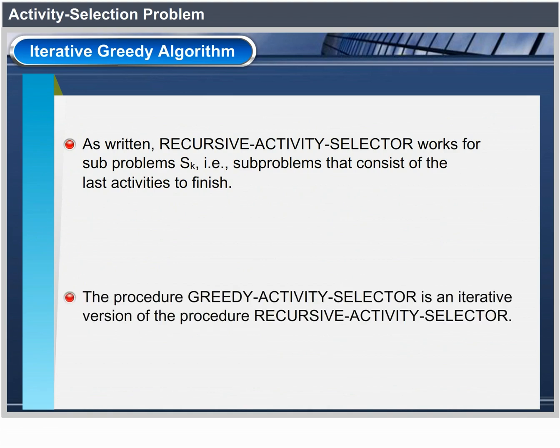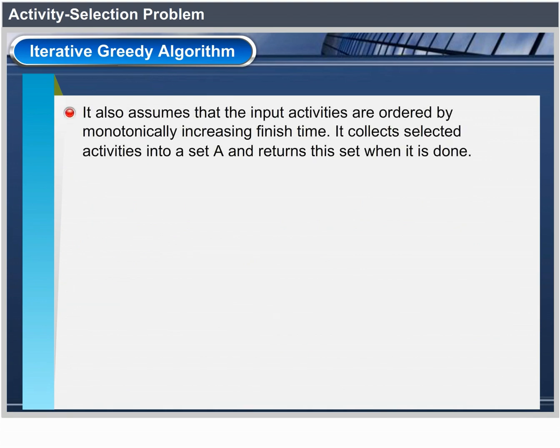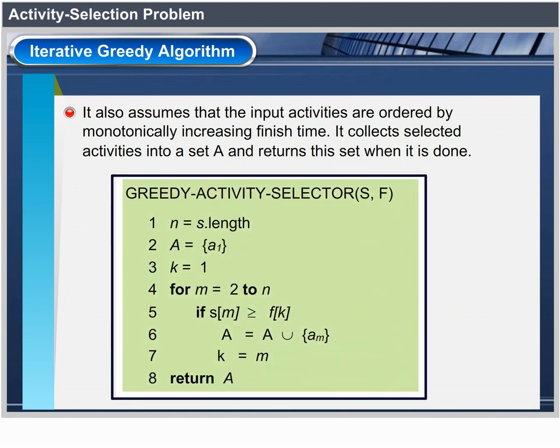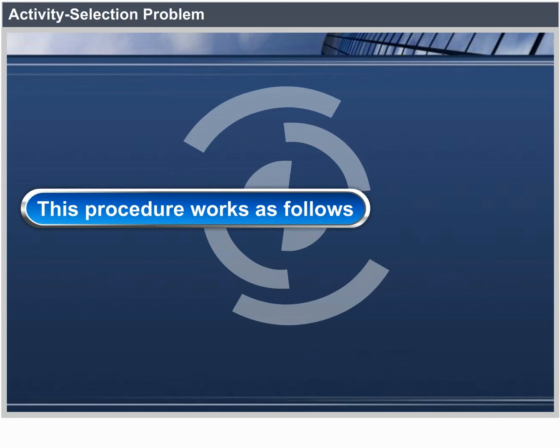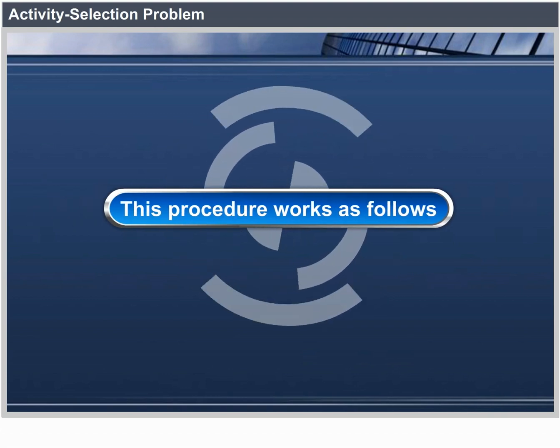The procedure greedy activity selector is an iterative version of the procedure recursive activity selector. It also assumes that the input activities are ordered by monotonically increasing finish time. It collects selected activities into a set A and returns this set when it is done. The greedy activity selector procedure is shown in this figure. This procedure works as follows.